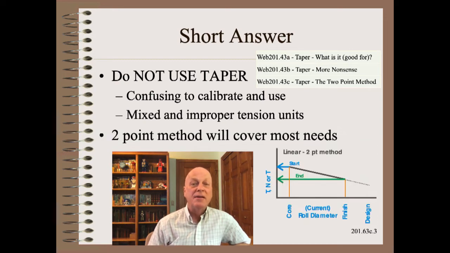Instead, we use the simple two-point method. Simple because the operator sets a starting value to avoid certain winding defects, and an ending value to avoid other winding defects.